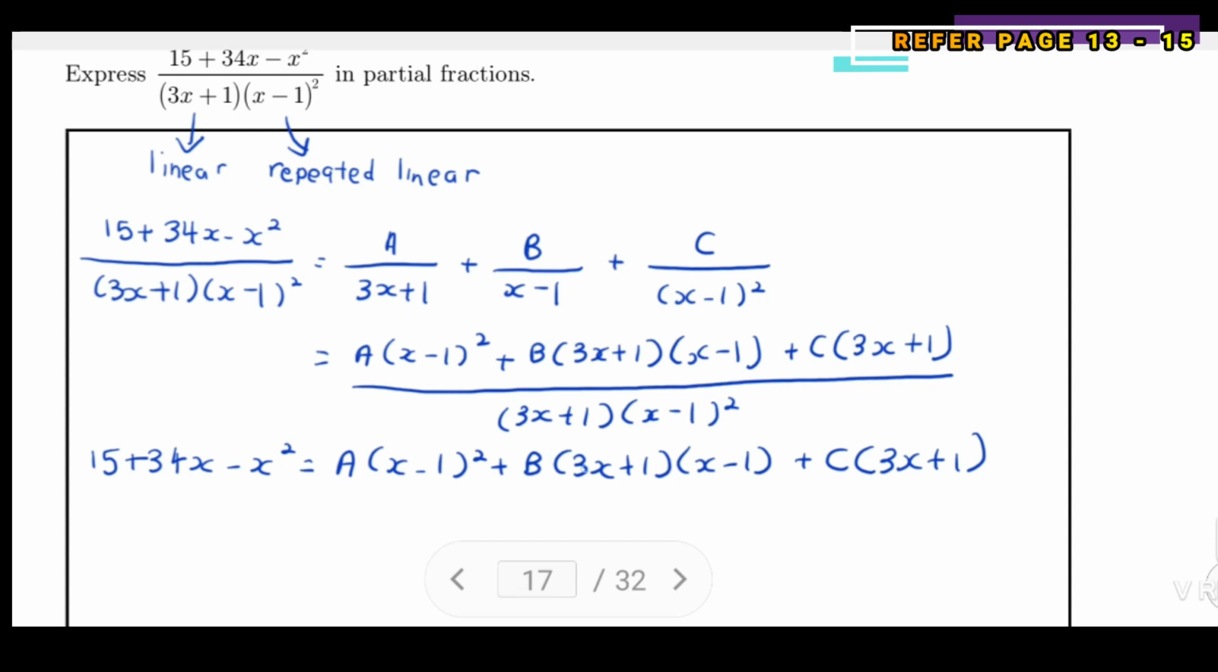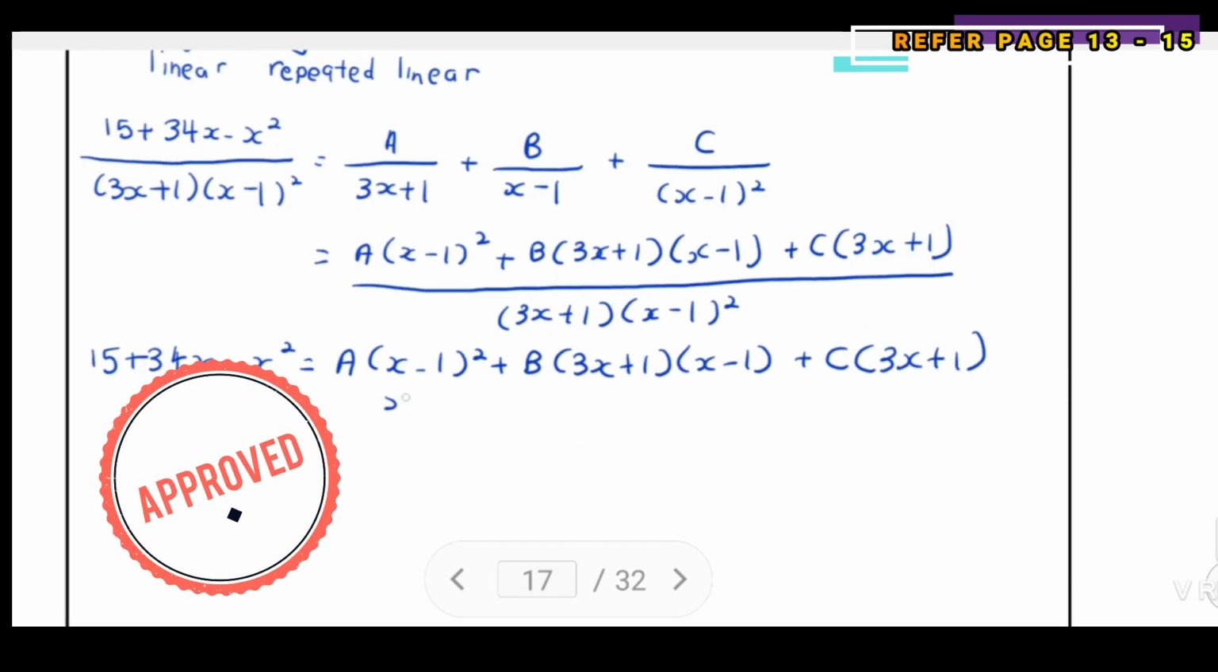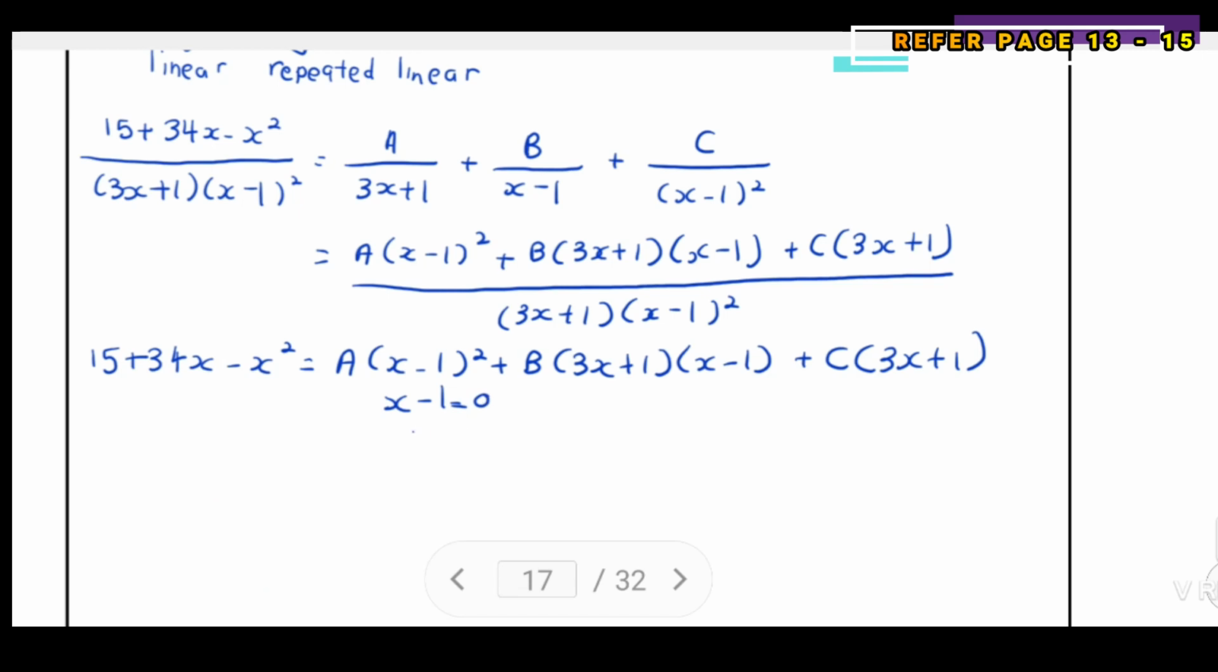Then, to find the values of a, b, and c, we have to substitute a few values of x. To speed things up, we're going to let x - 1 equal to 0, so x equals 1. And we're going to let 3x + 1 equal to 0, so x equals -1/3. But since we have 3 unknowns and only 2 values of x, we have to choose another x to substitute into the equation.